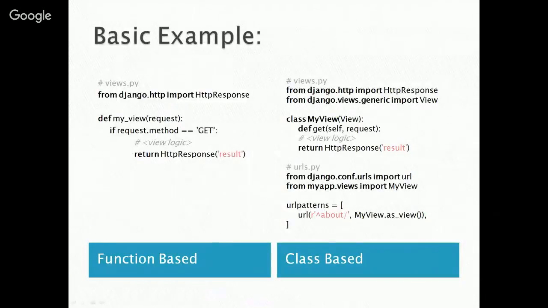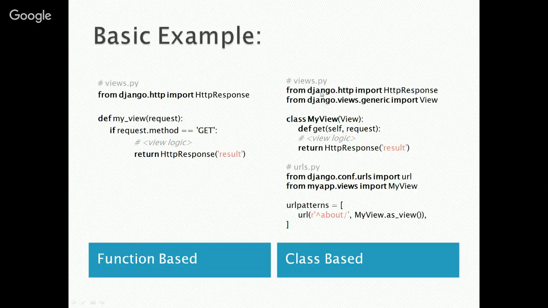So here's a basic example of a class-based view versus a function-based view. On the left, you have a typical function-based view. You see inside my view here, I'm checking if my request method is a get. Right? If it was a post, then I would have to have another else if or some other code here behind to handle that, right?